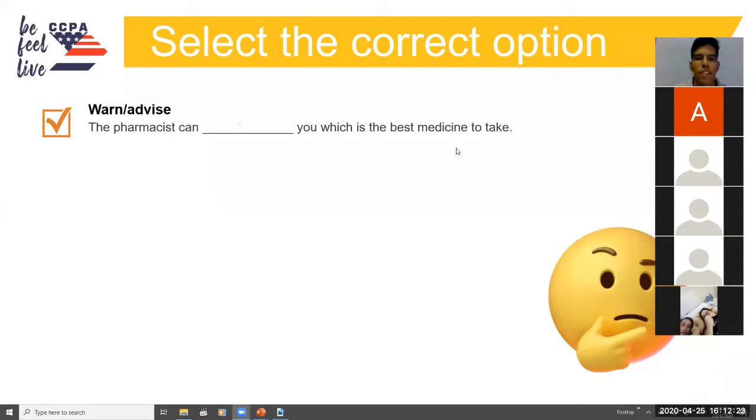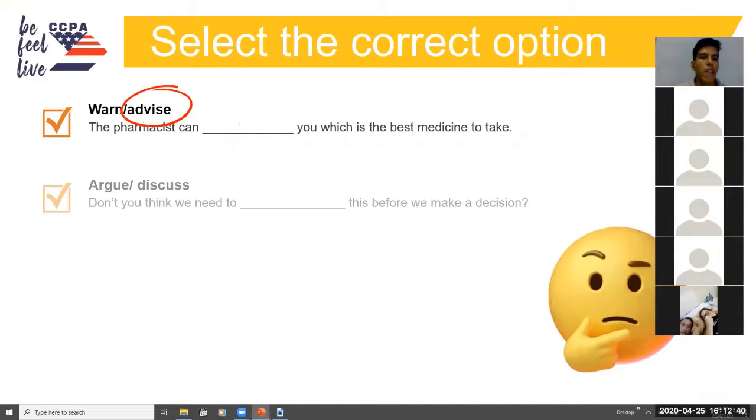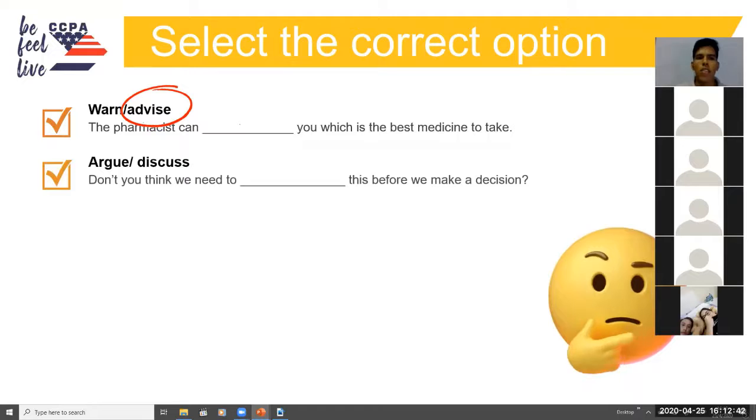Yeah, Matthias. Let's see, Matthias. The pharmacist can advise you which is the best medicine to take. Excellent. Thanks a lot, Matthias, for participating. It is advise. Great. Now we have argue versus discuss. Don't you think we need to this before we make a decision?